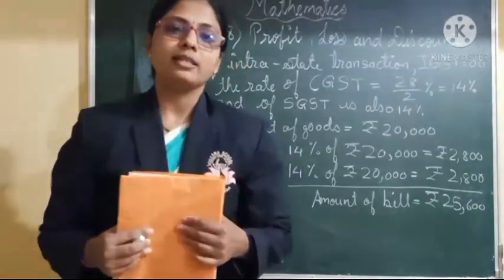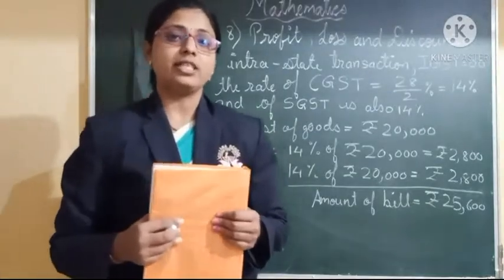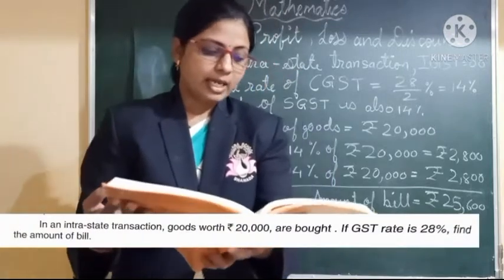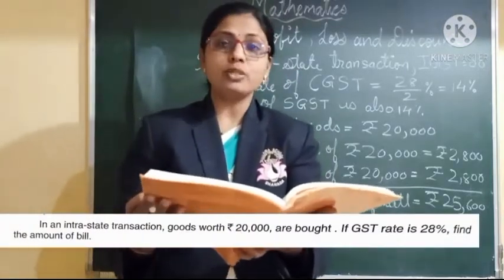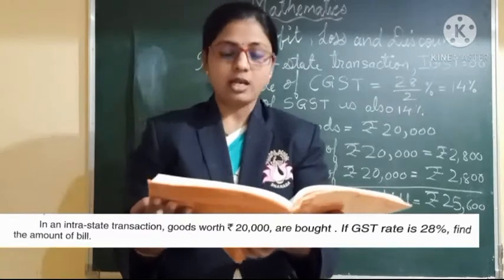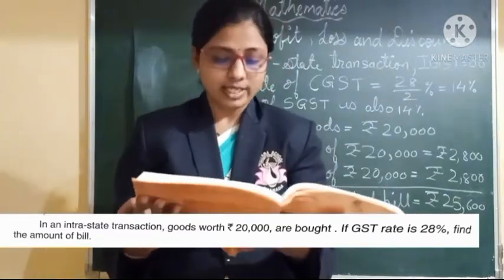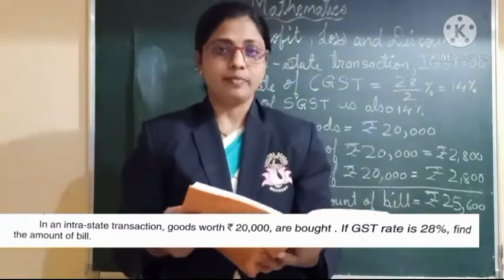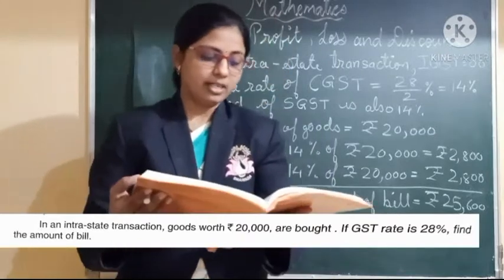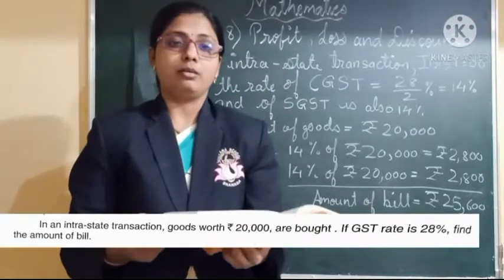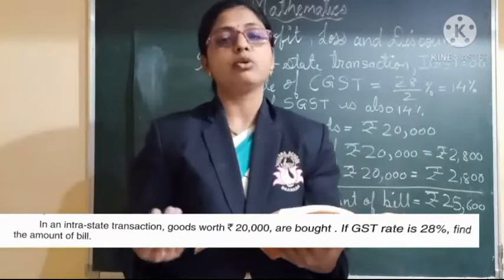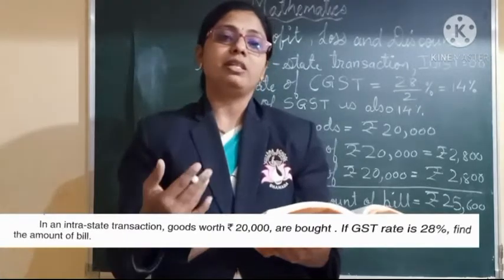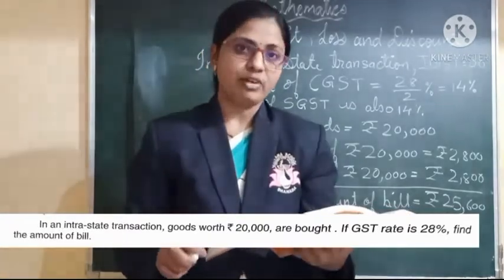Now, let us study a different example which is related to GST. Okay. So the example is: in an intrastate transaction, goods worth rupees 20,000 are bought. If the GST rate is 28%, find the amount of the bill. So here we have to find the amount of the bill where some goods are purchased, and on those goods some GST is applied. So what will be the amount of that bill that we have to find out?